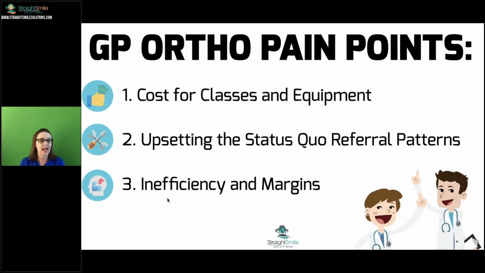So number 3 would be inefficiency in margins. I would say most doctors I talk to have tried a case, 2 cases, 3 cases, but they end up not liking it. But that's just because you haven't found the most efficient and most productive way to do it, and you haven't trained up your team so that they can run the program. So there's a lot of different ways.